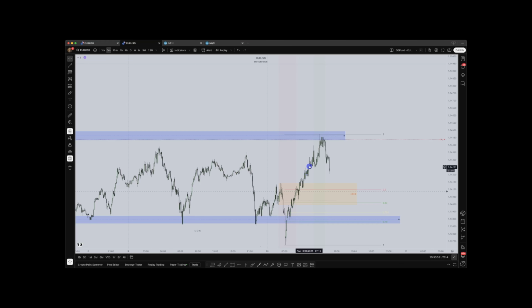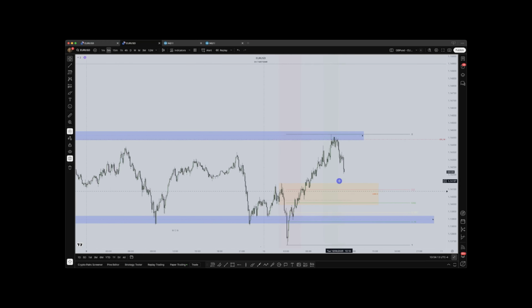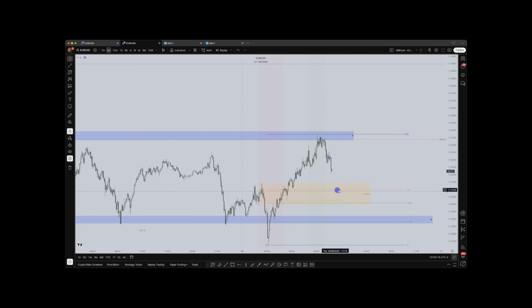So we have all this trajectory, all this displacement to the upside, and naturally we're waiting for a retracement at least to the equilibrium. Okay. As you can see now, price is retracing. So I think it's a nice opportunity to check for a long when price reaches the area. Okay.